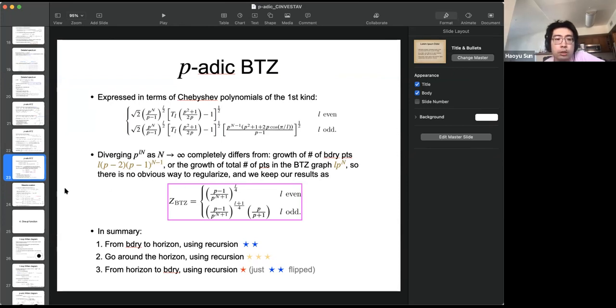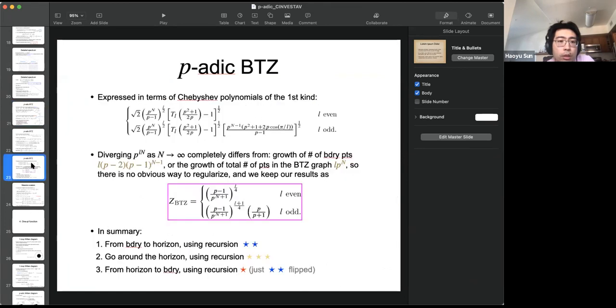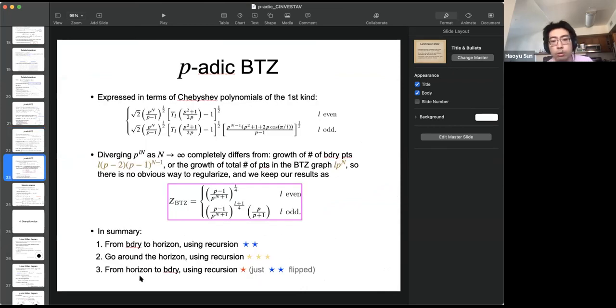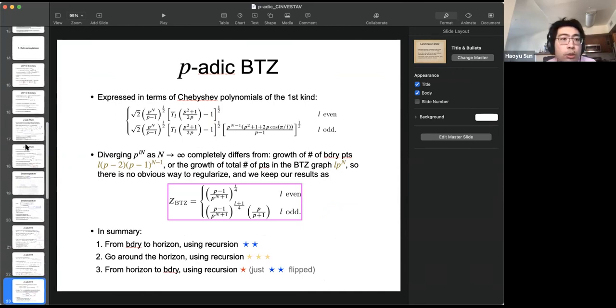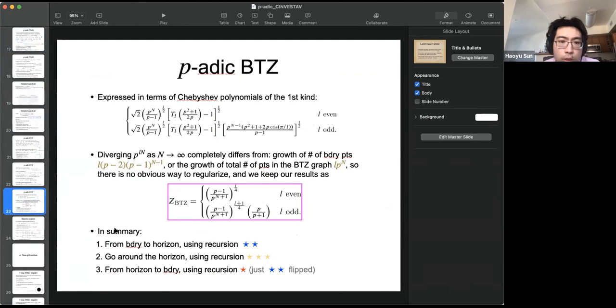Okay, so to summarize, in order to reach this result for p-adic BTZ, we do 3 different recursion relations. First we go from the boundary to the horizon using this blue recursion. And then we go around the horizon using this yellow recursion. And finally, we go from the horizon to the boundary using the same equation that appeared in the thermal AdS. So here concludes the results on the massless scalars on thermal AdS and BTZ.